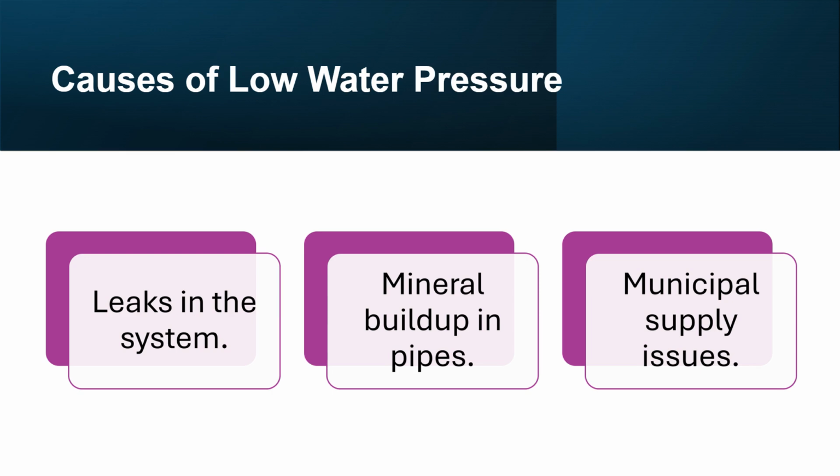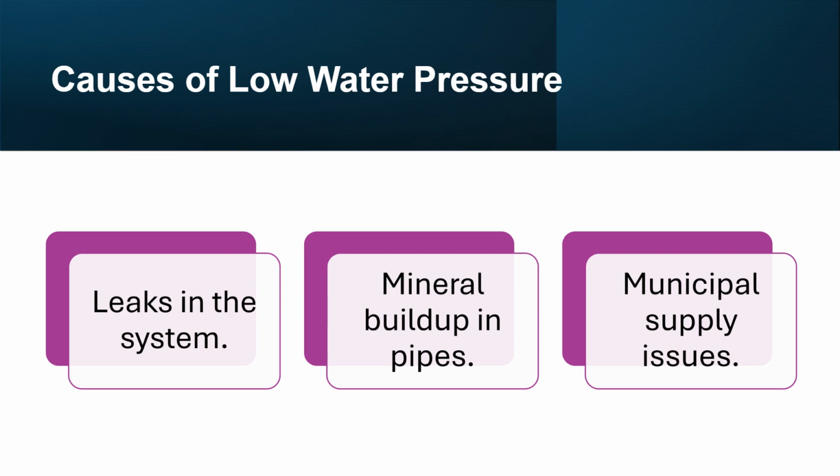Always check valve positions. Airlocks in the pipes, especially in systems not used regularly or after repairs. Air gets trapped and blocks water movement. Issues from the main supply. Sometimes it's not your system. It's the municipal line. Low supply pressure, shared lines, or peak usage times can reduce flow to your building.